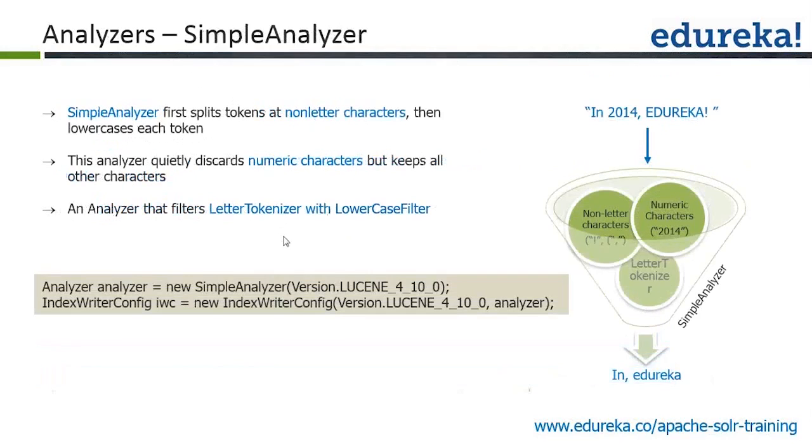The previous versions of Lucene APIs required you to mention the version. Now you can remove the version as well. I'll just show you. This is not mandatory. You can just ignore it, and it will pick up the latest version.